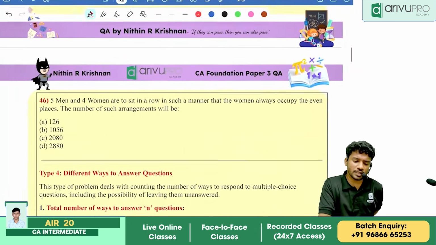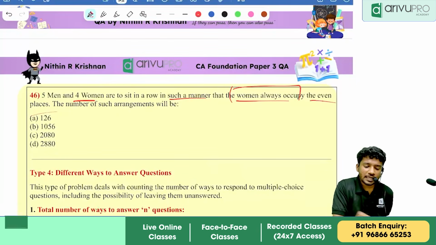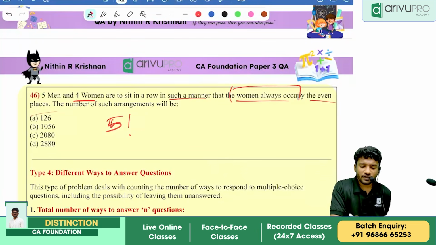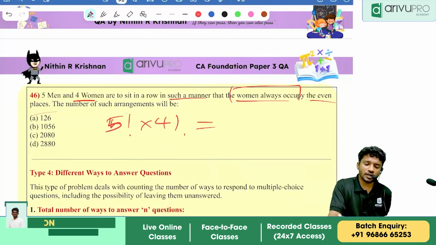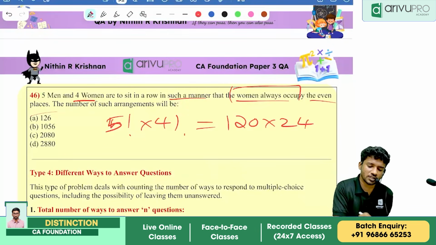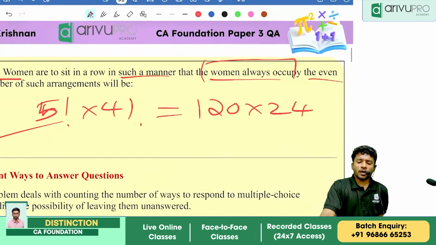Direct question. Look at this question. 5 men and 4 women are to be sitting in a row such that women always occupy even places. Even places means what? They will be sitting alternately. That means 5 factorial into 4 factorial, which is equal to how much now? 120 into 24, which is 2880. Now I will ask you a question.